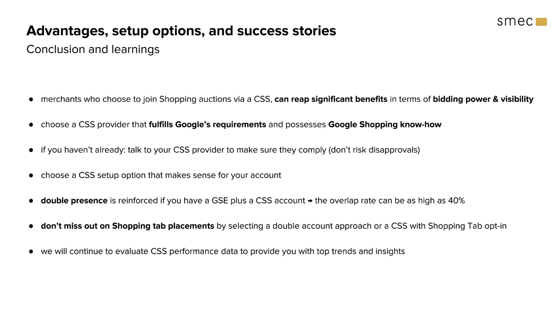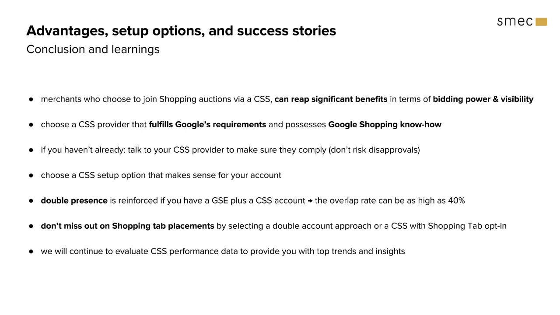And this is more critical than the last one. They need to possess Google Shopping know-how. They need to be doing this. They need to be experienced. They need to have a wide degree of category experience, and they need to understand how data and syncing works between the two auctions. If that knowledge is in place with a CSS who fulfills those requirements, you're in a pretty good place to get campaigns off to a flying start on CSS.